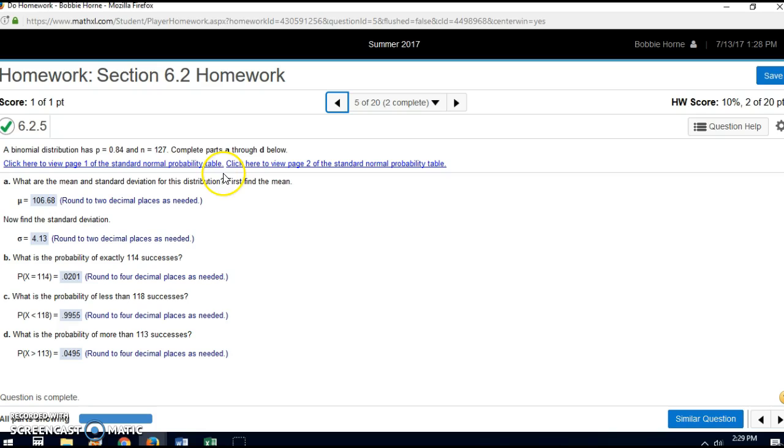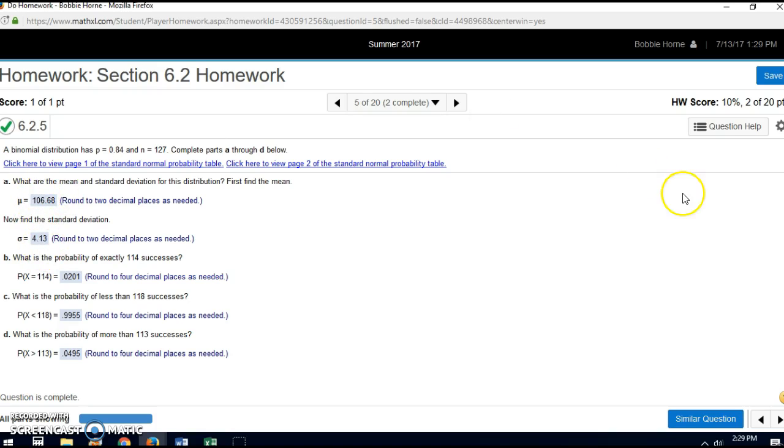Okay, we're going to look at chapter 6, section 5, and I'm going to show you how to calculate these. The first two are fairly simple calculations. To find the mean, you always do n times p, so you're going to do 0.84 times 127, and that's how you get that number.